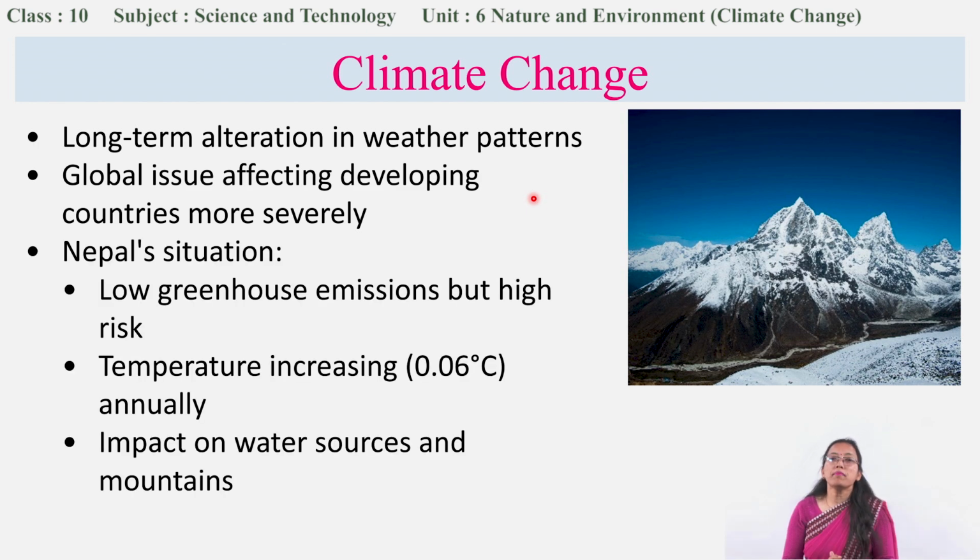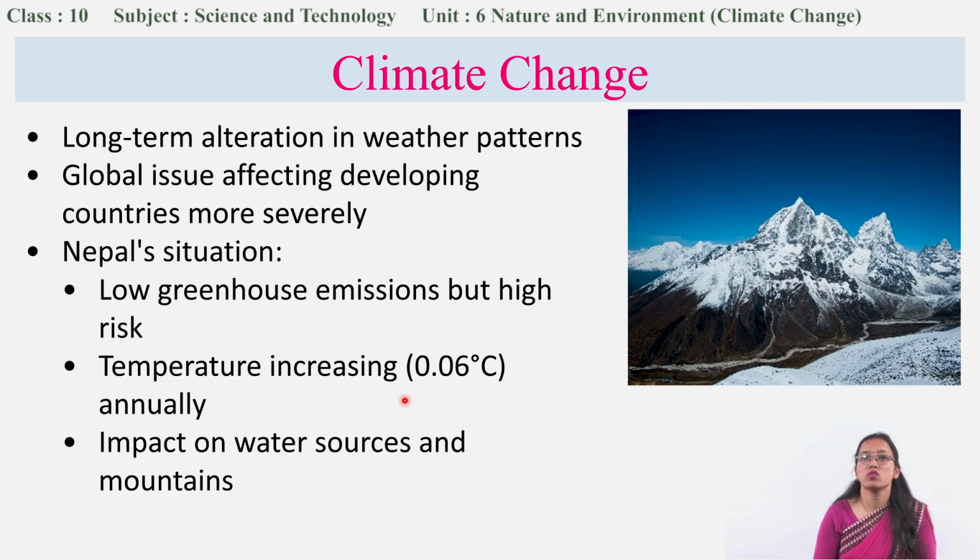What is the situation of Nepal? If we see the Nepal situation, low greenhouse emission but high risk. Even though in our country greenhouse gases are emitted in a limited amount, there is still risk. Temperature is increasing by 0.06 degrees Celsius annually. And there is impact on water resources and mountains also. That means migration is taking place because of not getting drinking water in the mountain and hilly regions.